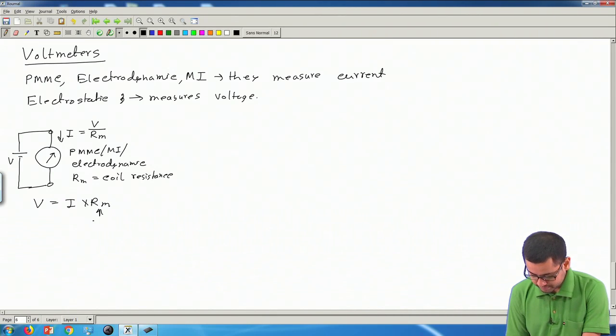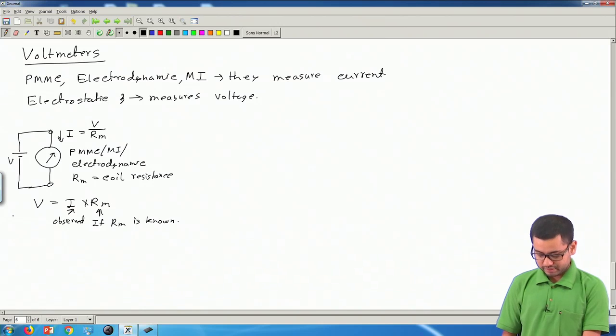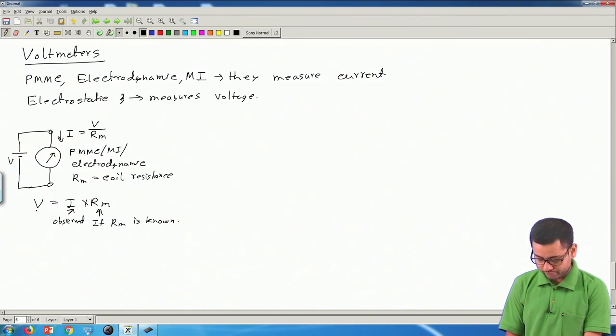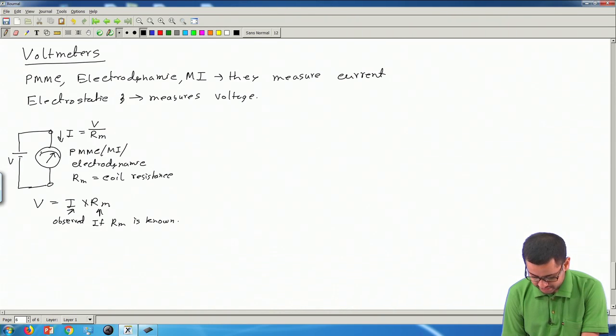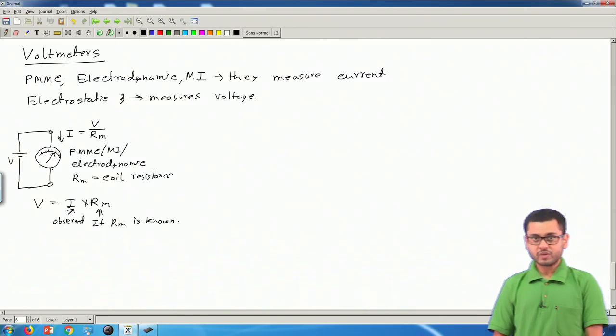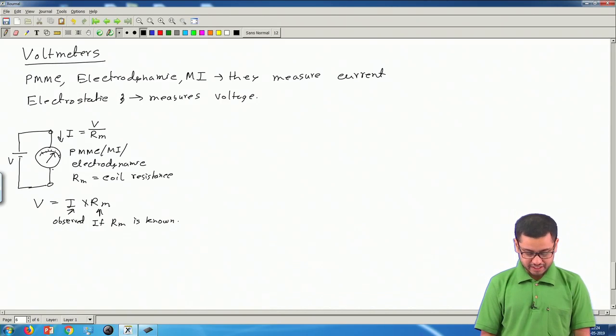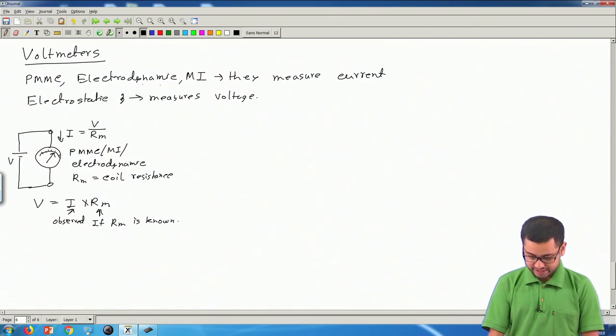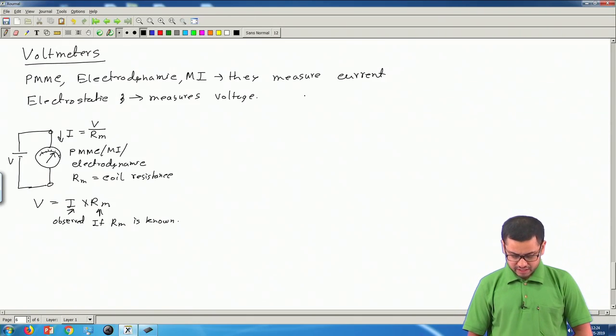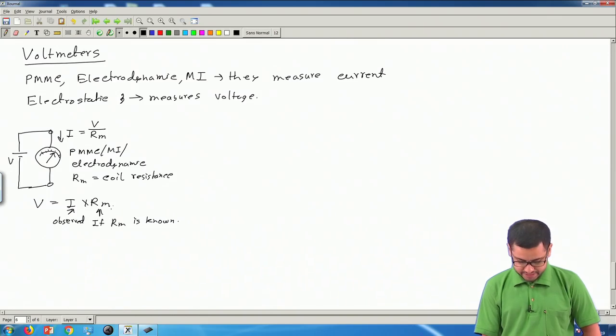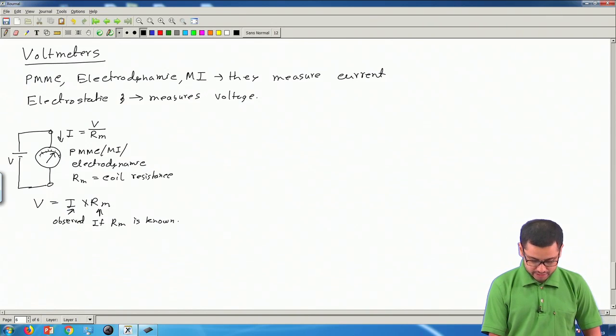If Rm is known, and I is observed, indicated by the position of the pointer, then V can be found. Or if I know the value of Rm, then I can compute the value of V. So, I can mark the scale of the instrument in terms of the voltage instead of the current. So, using Ohm's law, we can measure any voltage using this type of instruments. That's very easy. Now, the question is, how should I mark this scale?